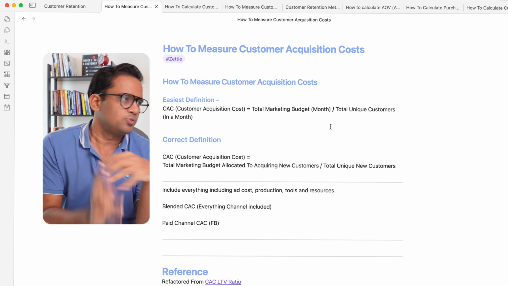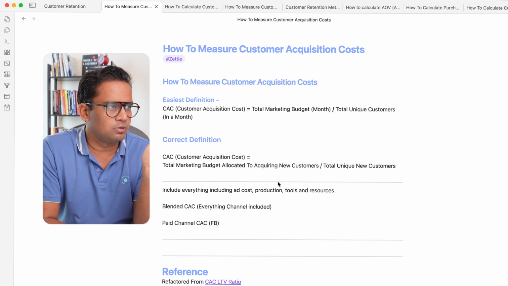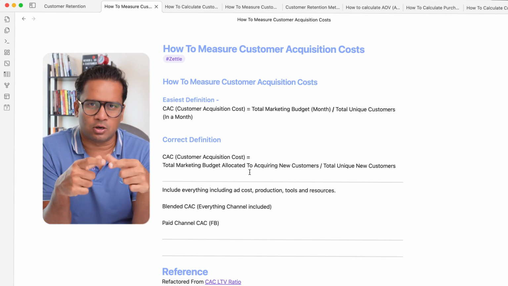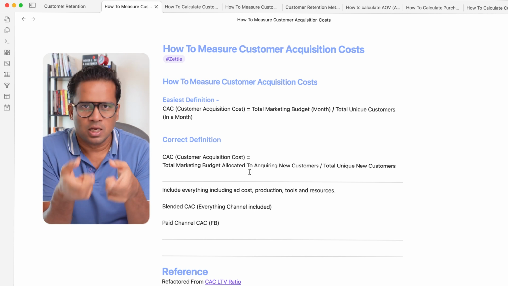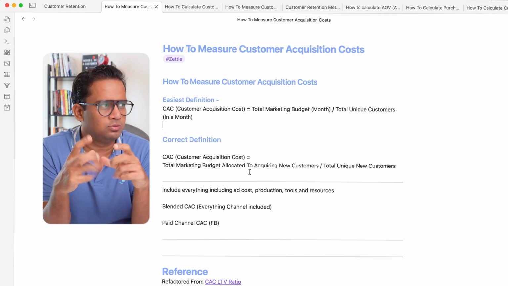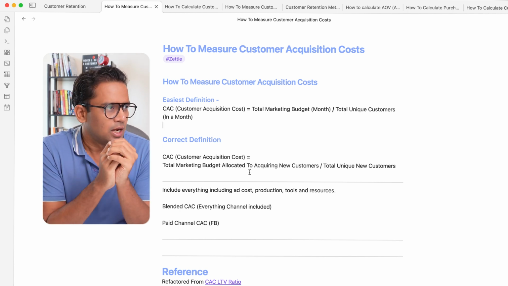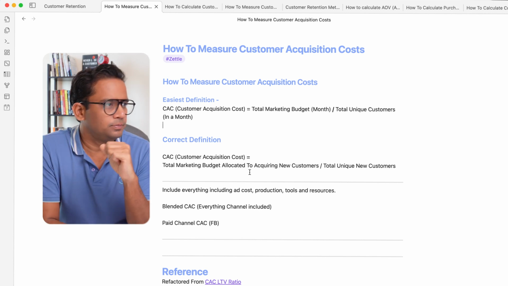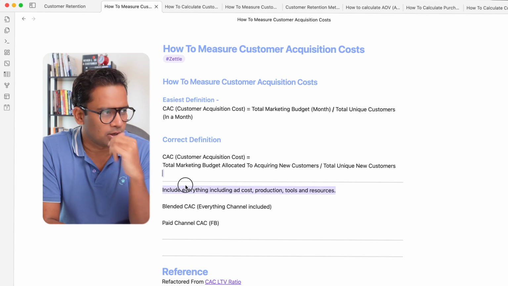The second, more correct definition is that for CAC, customer acquisition cost, you take only the marketing budget or the resources or the effort allocated to acquiring new customers, and you divide it by total new customers, so total unique new customers. These are the two most important definitions for CAC versus LTV. Once this is sorted, it needs to include everything.